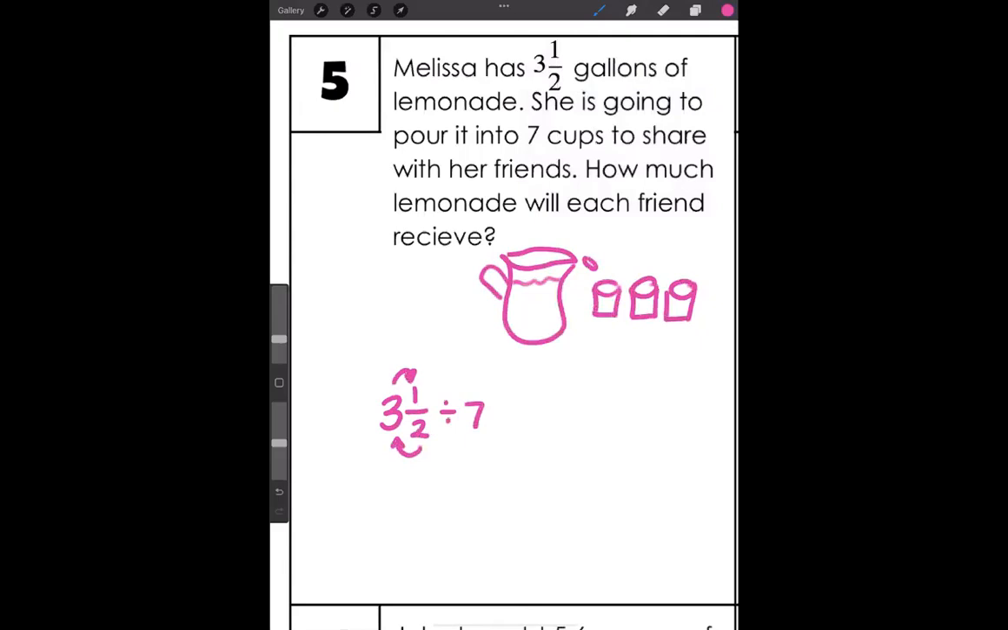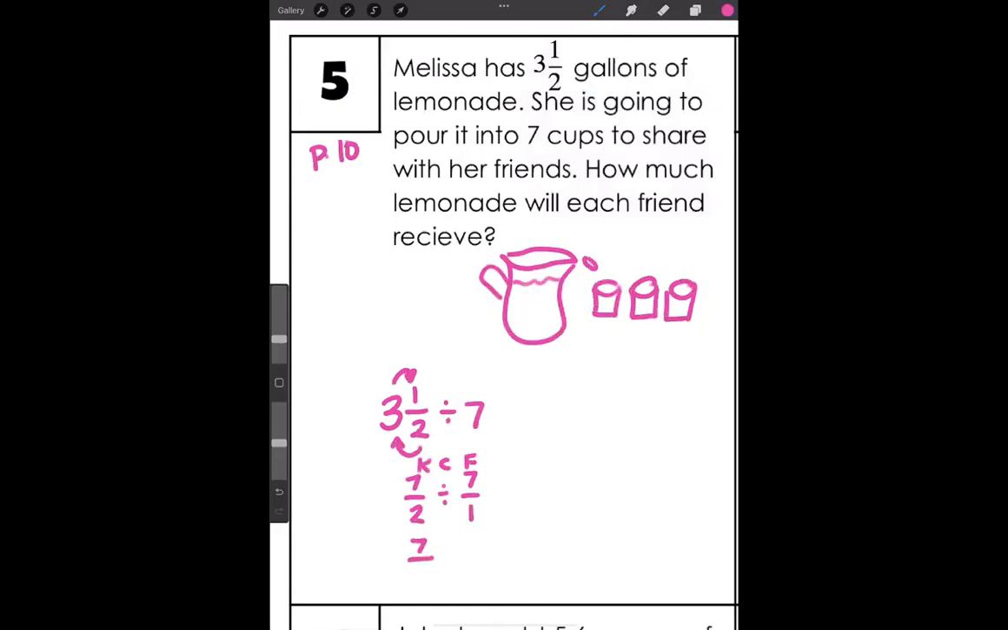First, we have to do MAD. That's going to turn 3.5 into 7 over 2. And then the 7 needs to be 7 over 1. Then we can do keep, change, flip. And again, this is on page 10 of your notebook.